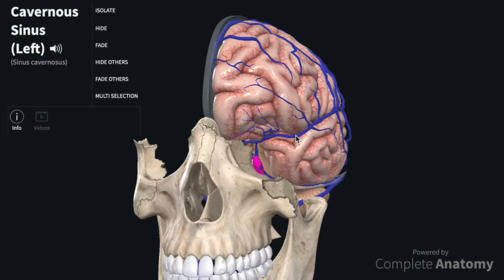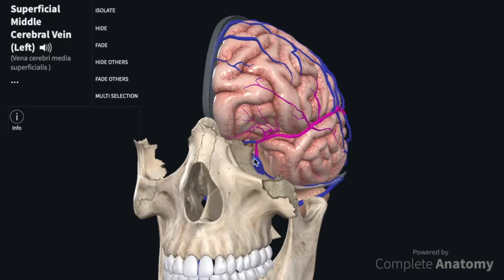So the middle superficial cerebral vein drains into the cavernous sinus, it drains into the superior sagittal sinus, and it also drains into the transverse sinus.